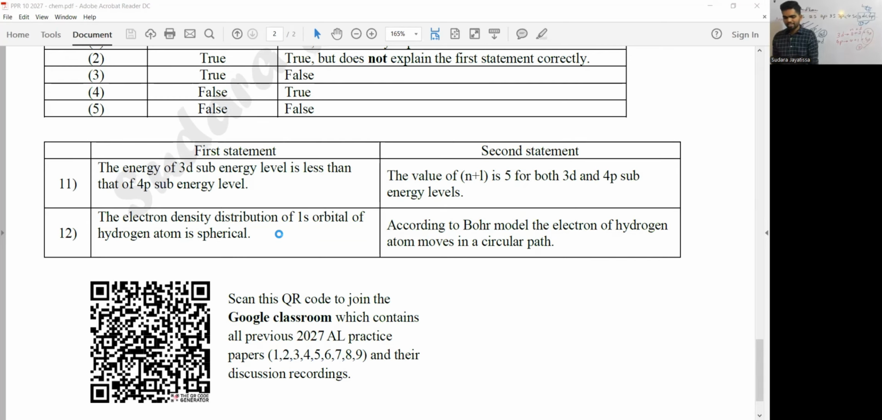But what about the second statement? According to the Bohr model, the electron is moving in a circular path, right? So that is also correct. Both statements are correct, but the second one can't explain the first one. There is no explanation behind that. So what is the explanation of the first statement? The electron density of the 1s orbital is spherical. There, you actually have to say something regarding the probability cloud, no?